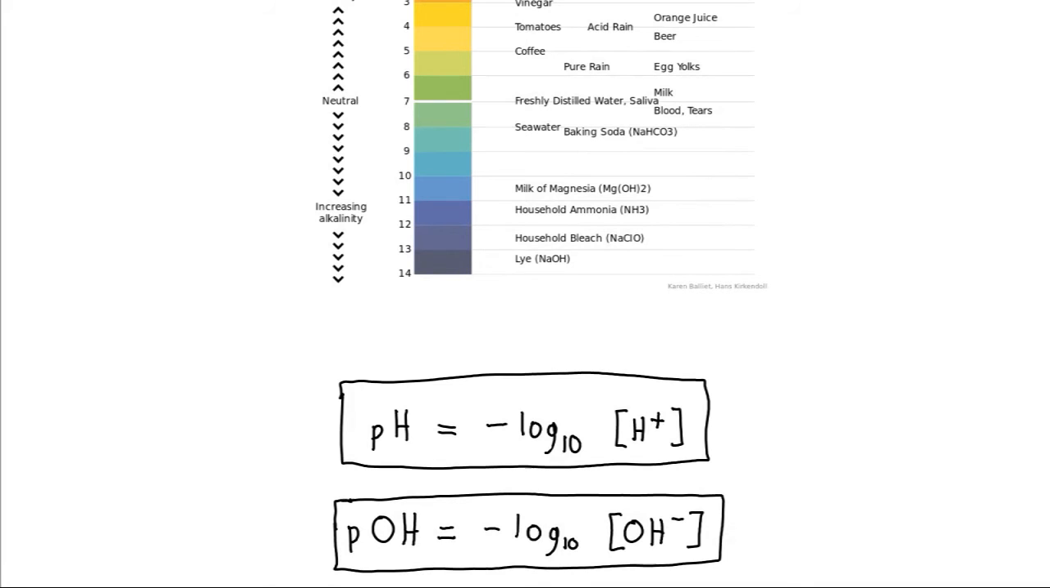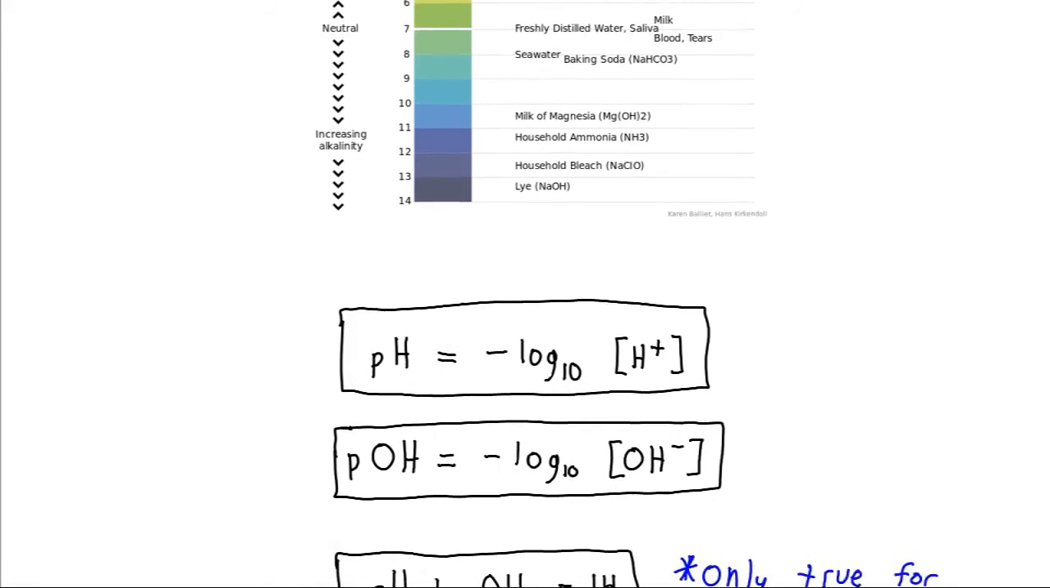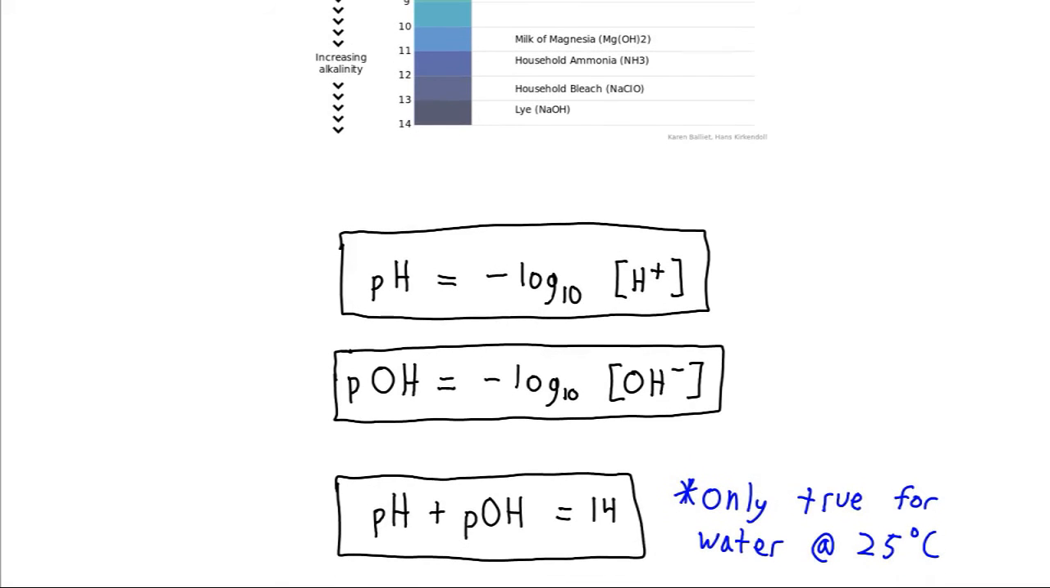Minus log base 10 of the hydroxide concentration is the pOH. And there's a handy relationship tying these two definitions together, which is that the pH plus the pOH is equal to 14. Now, a caution here, this is only true for water at room temperature. Frequently, we're working with aqueous solutions at room temperature, so this is a very handy relationship. We have to keep in mind that it's not always true.